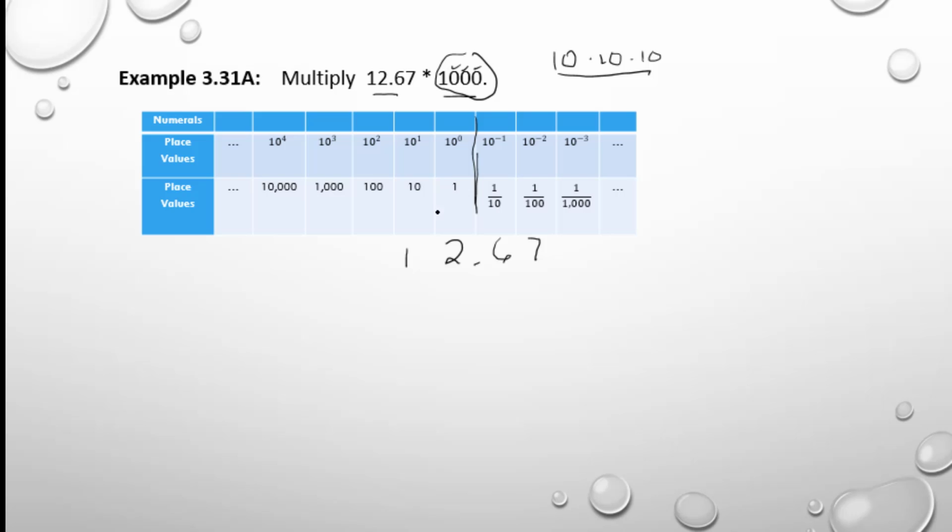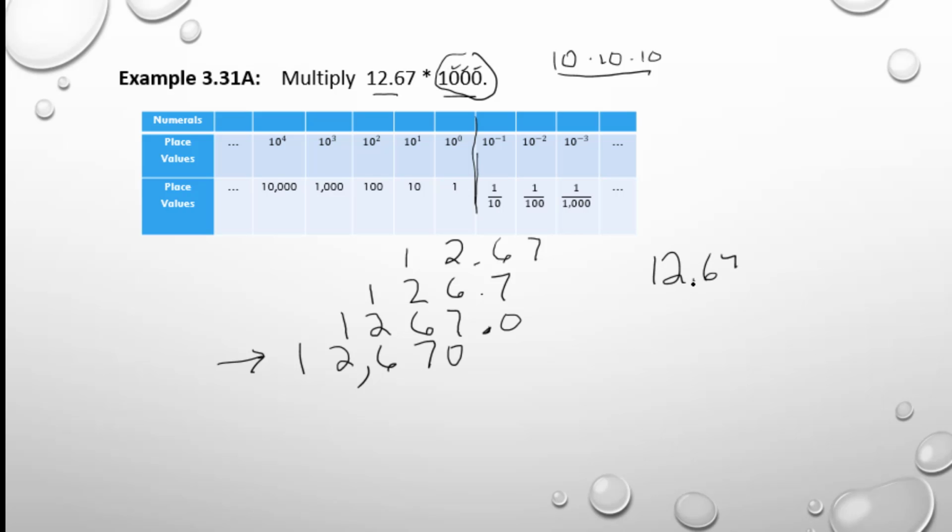So multiplying it by 10 is going to shift it 1 decimal place. Multiplying it by 100, it's going to shift it 1 more decimal place. And multiplying it by 1,000 is going to shift it 1 more decimal place. So there is our answer. 12.67 times 1,000 is 12,670. And you don't have to go through this whole process. You could have just done 12.67, move the decimal 3 places, 1, 2, 3, put a 0 in for a placeholder, and you got the number.